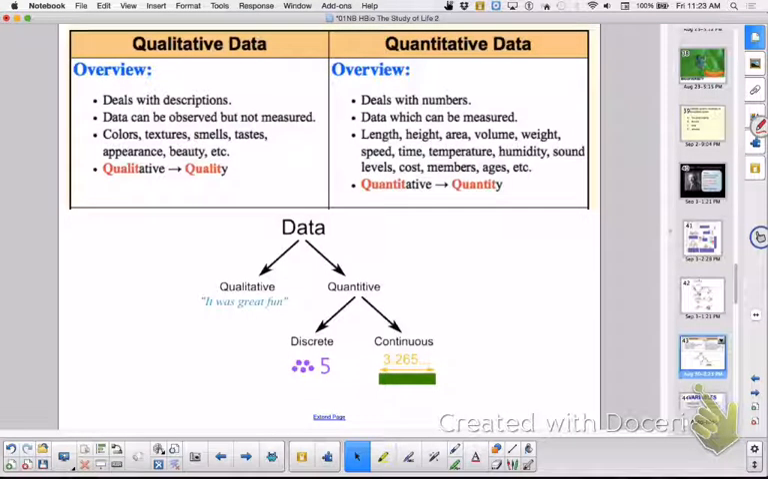Could I have Slate please differentiate between qualitative and quantitative data? Go ahead, Slate. Quantitative is like numbers, and qualitative is like what you can observe.